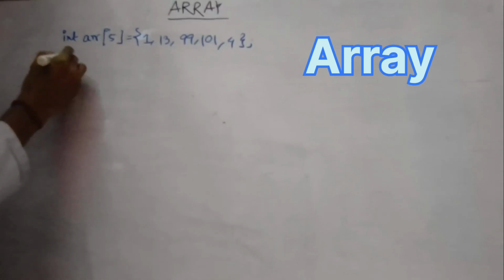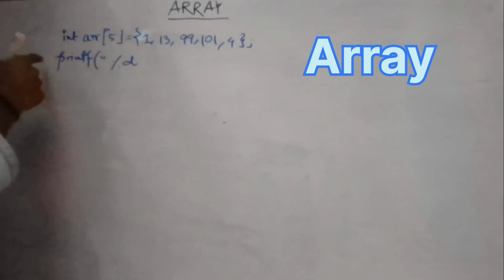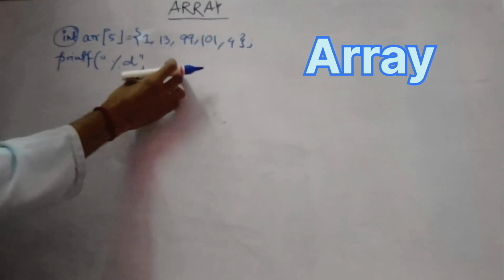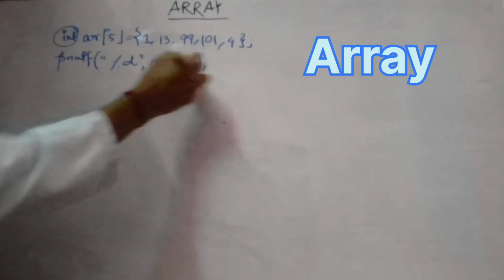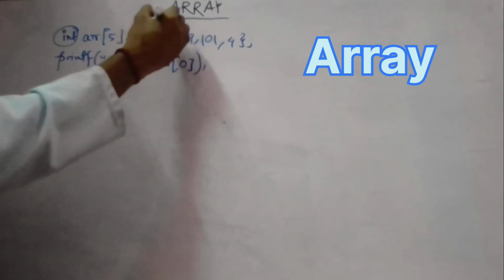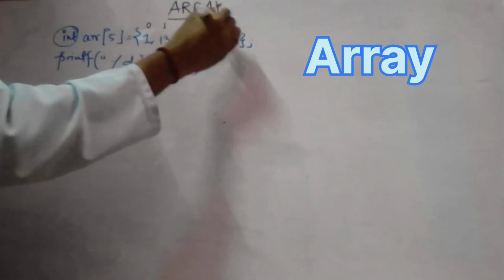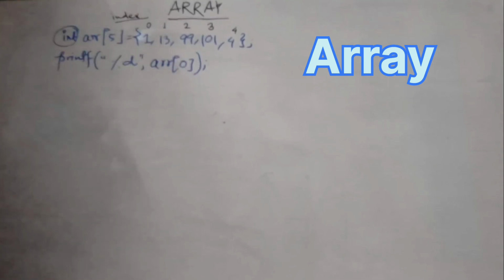So now if we want to access a value, we can say printf with %d, as it is an integer array. Then the variable name, here it is ARR. We're going to access the array at index 0. So what is array of 0? It is 0-based indexing in this array data structure. So this is 0, this is 1, this is 2, 3, and 4. This is nothing but the index.